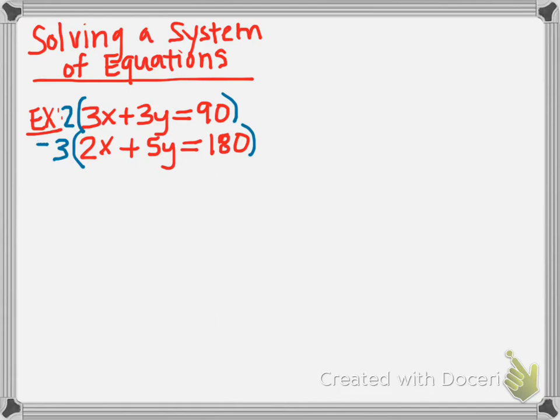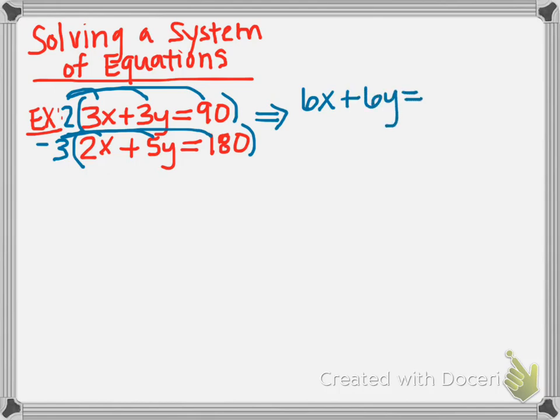So let's see what happens when we multiply. We're going to distribute that number to every single term in both equations. And we're going to get something like this. In the first equation, we will get 6x plus 6y equals 180. In the second equation, we'll get negative 6x minus 15y equals negative 540.